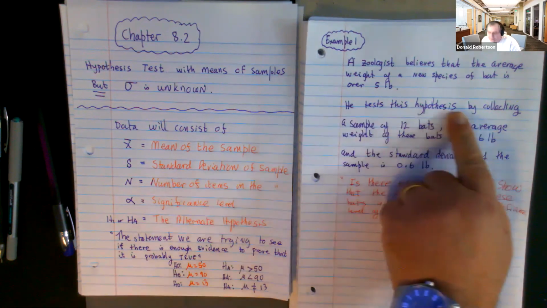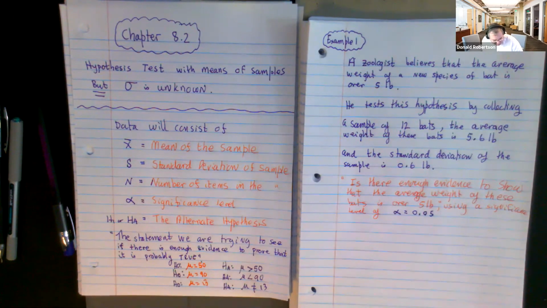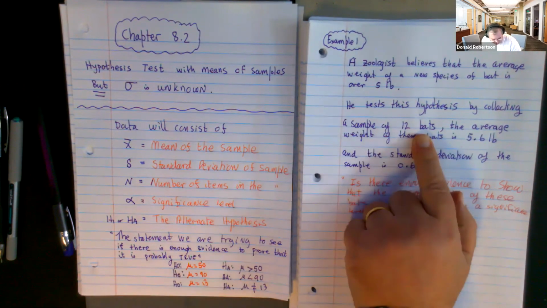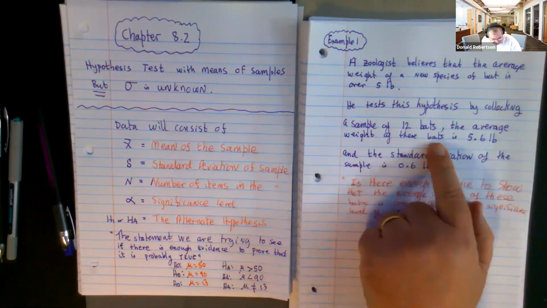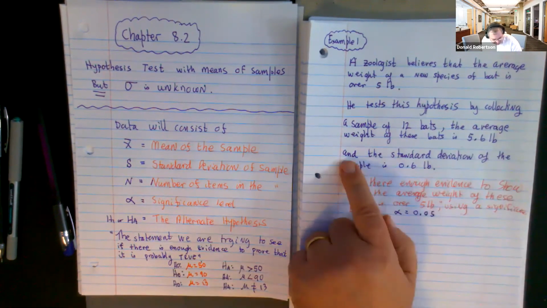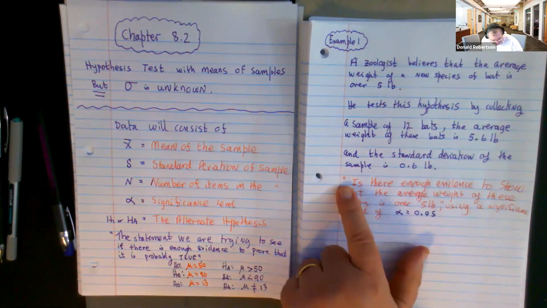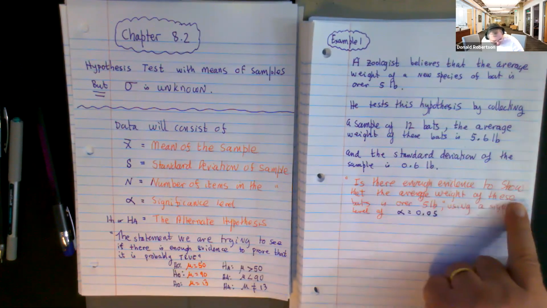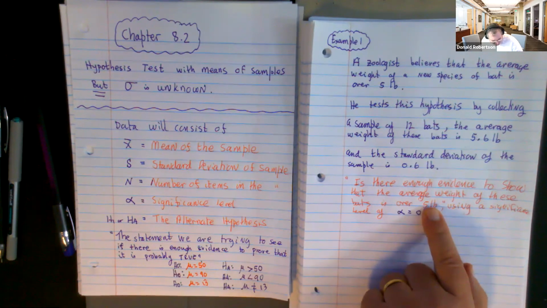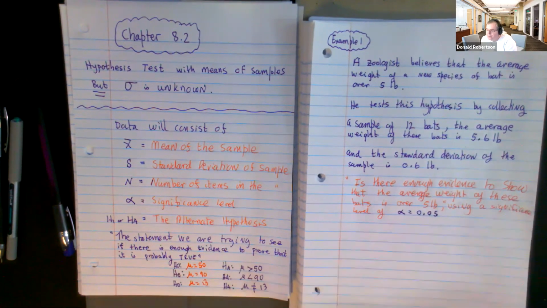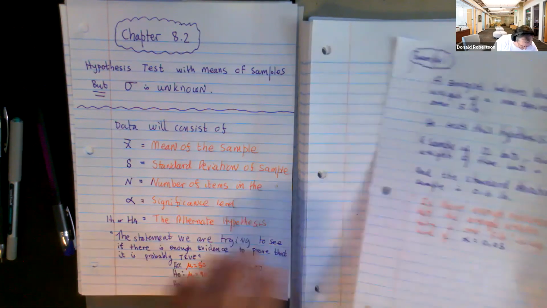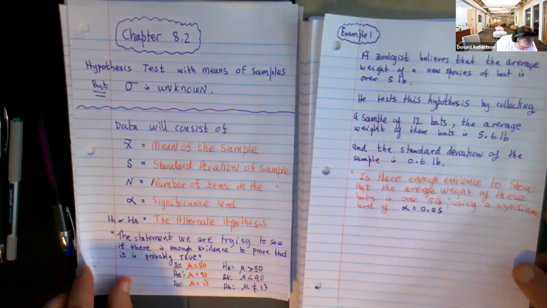He's going to test this hypothesis. So this is like what the question looked like. And he collects a sample of 12 bats, and the average weight of these bats is 5.6 pounds, and the standard deviation of the sample was 0.6 pounds. Is there enough evidence to show that the average weight of these bats is over 5 pounds using a significance level of 5%? You know, all hypothesis tests are with a significance level, right? It's 5, 1, 5, or 10, right? That kind of thing.